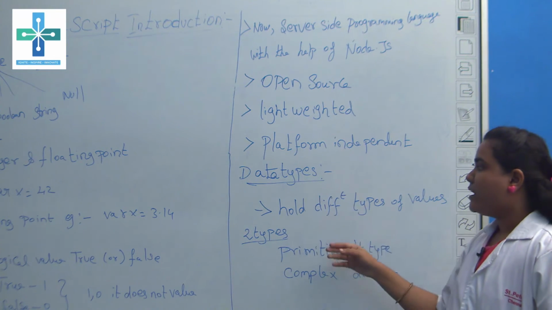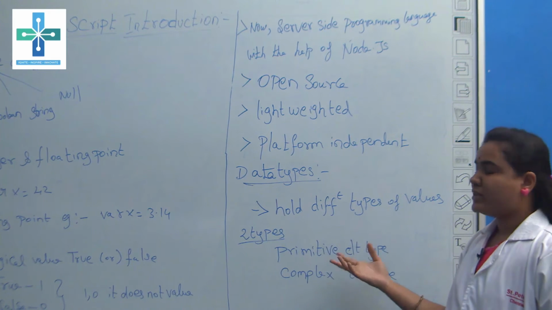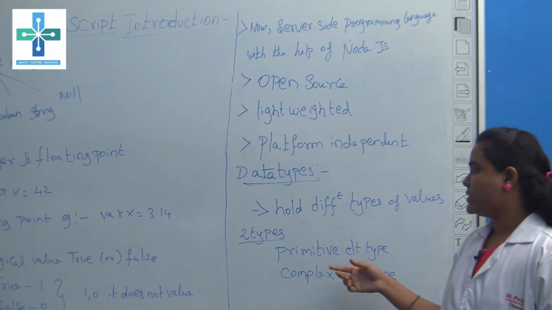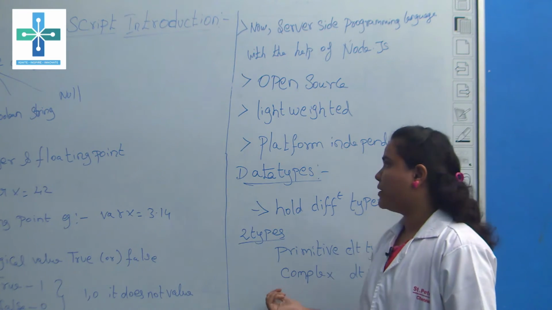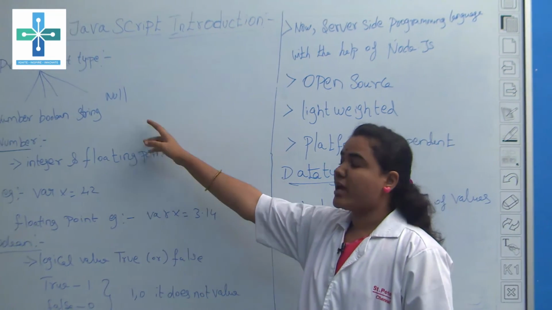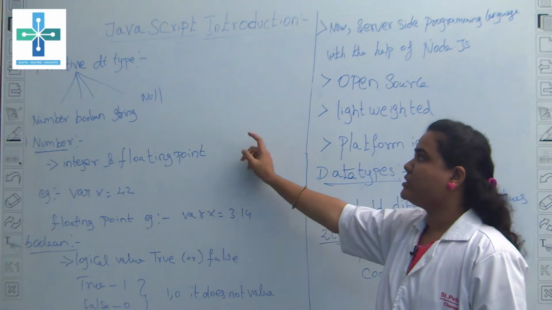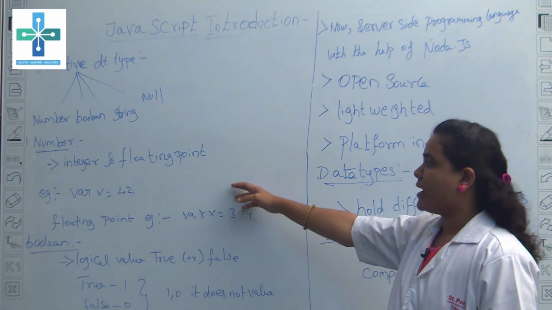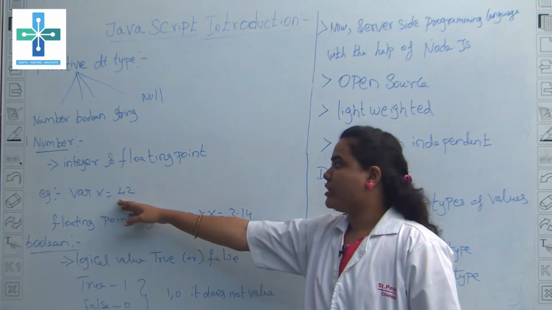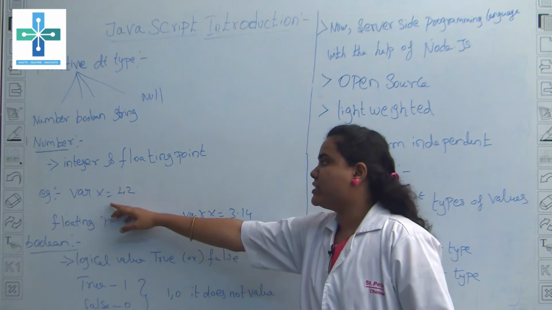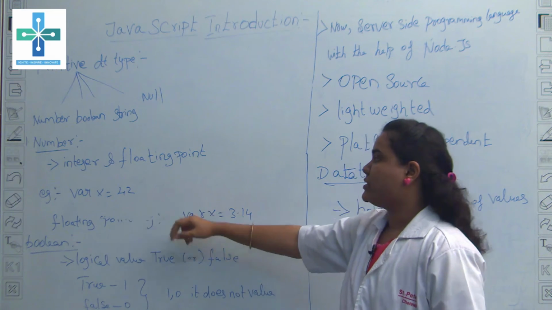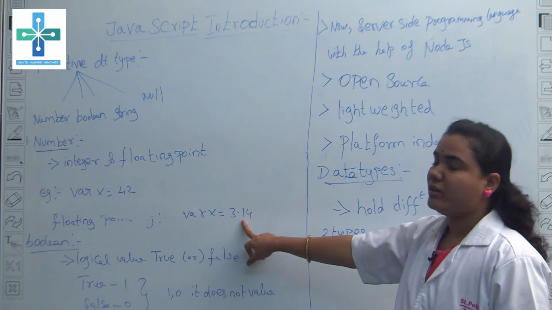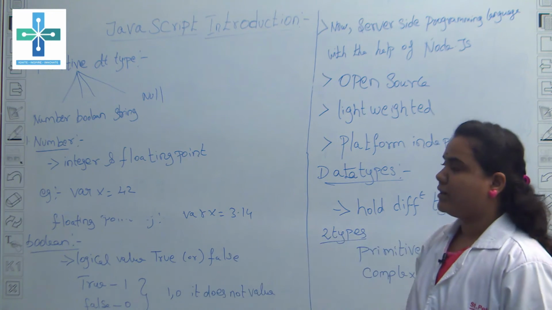Next, data types. Data types are used to hold different types of values. They can be classified into two types: one is primitive, another one is complex. In primitive data types, we have 4 kinds: number, Boolean, string and null. In number, we can use integer and float values in the program. For example, var x is my variable declaration, and I assign the value of x equal to 42. Then for a floating point, we must specify the dot. It represents the floating point.